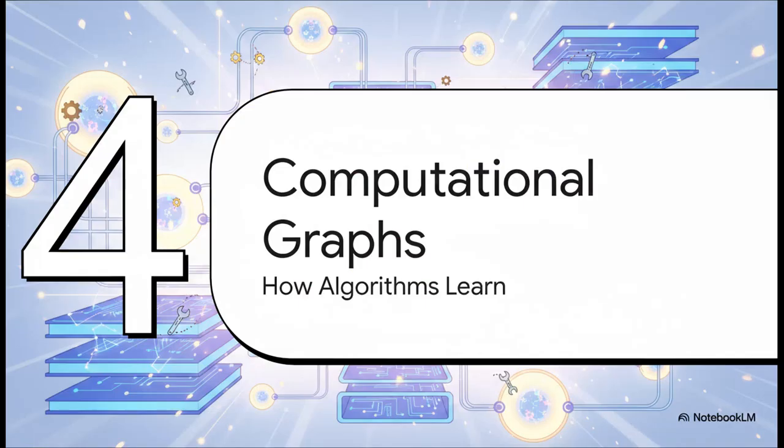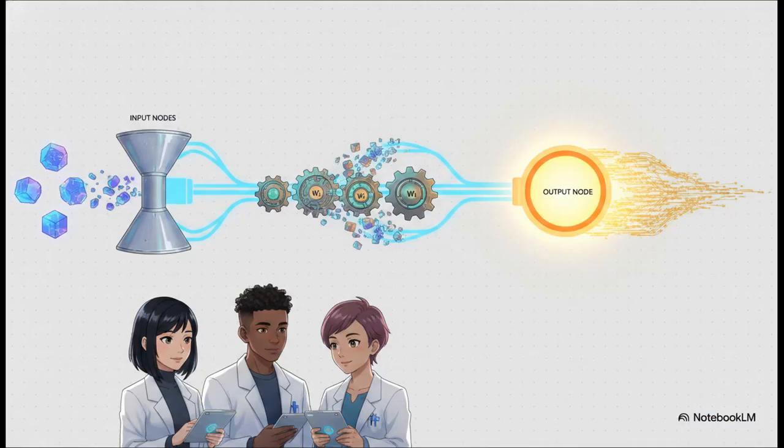Moving right into part 4, optimizing with computational graphs. Let's look at how algorithms actually learn. So, we've compared data, and we've mapped relationships. But how does an algorithm actually learn from its mistakes? Well, think of a neural network as a highly efficient mathematical assembly line.